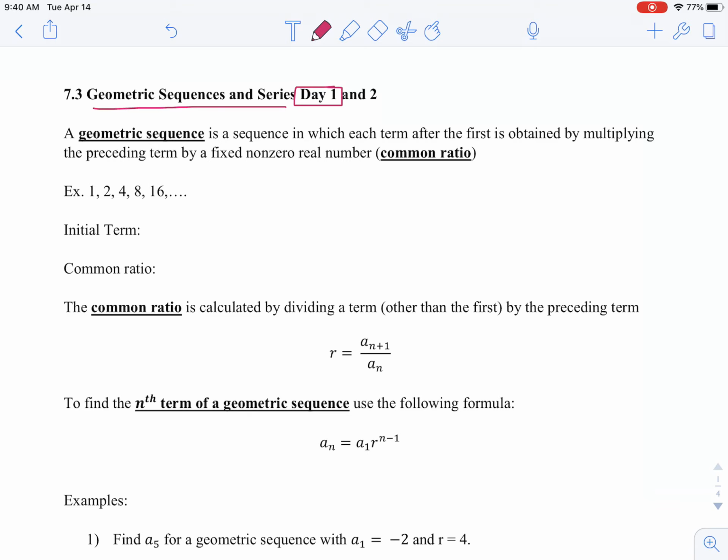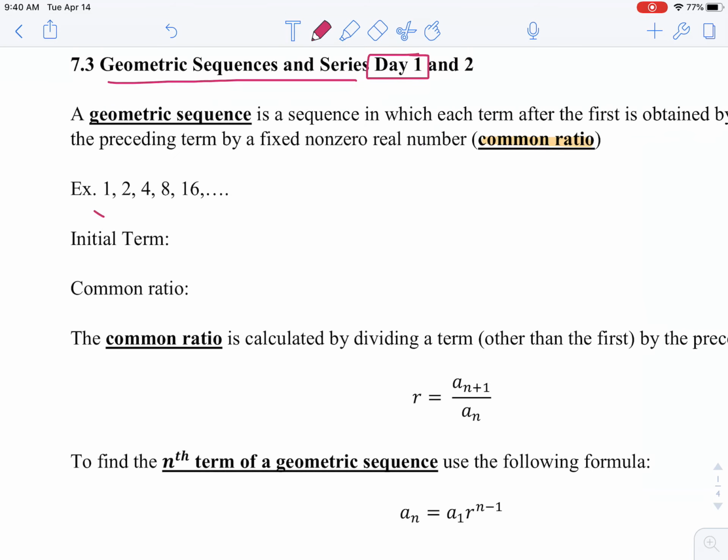Okay, a geometric sequence is a sequence in which each term after the first is obtained by multiplying by a fixed non-zero real number, known as the common ratio. So if we look at this first sequence, 1, 2, 4, 8, 16, it's not going up by a constant amount, like an arithmetic sequence. Each time we are multiplying by 2. 1 times 2 gave us 2. 2 times 2 gave us 4, and so forth.